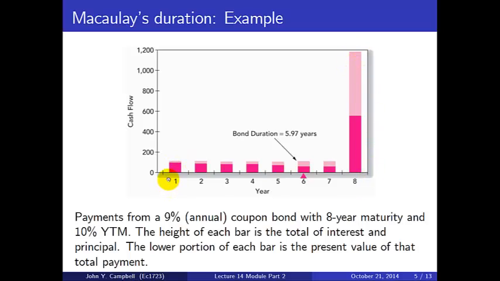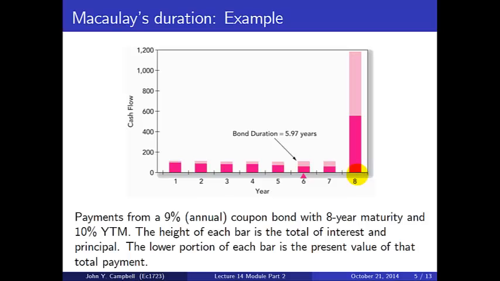All right, now what the hot pink shows is the present value, okay, discounting at 10% a year. So for the first year we just divide by 1.1. And for the second year, we divide by 1.1 squared, 1.1 cubed, and so on until we get out to 1.1 to the 8th. So you can see that the hot pink bars are a declining fraction of the total hot and pale pink bars as we go further out.